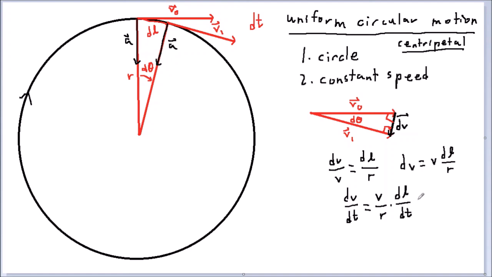So what does this equal? Well, first of all, this side here equals acceleration. The a equals dv over dt, as we learned before. And this dl over dt, this change in length over change in time, that's just going to be the velocity again. So we're going to substitute v for this term over here, and we get that the acceleration of this object, which is going to be towards the center of the circle, has magnitude of v squared over r.